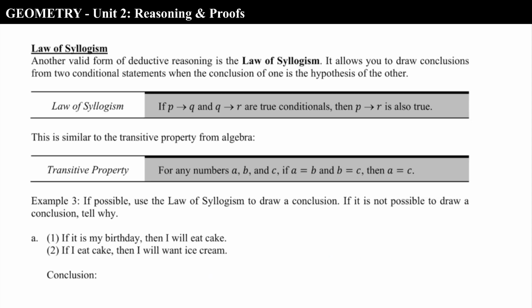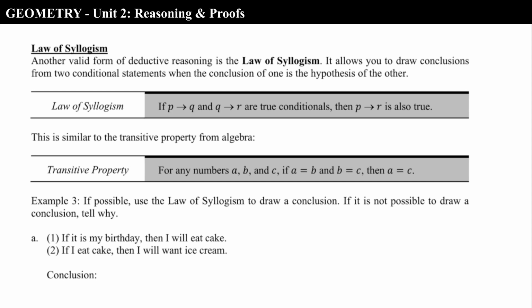Okay, the law of syllogism. Another valid form of deductive reasoning. It allows you to draw conclusions from two conditional statements when the conclusion of one is the hypothesis of the other. So the law of syllogism: if the hypothesis leads you to the conclusion of something and that conclusion leads you to another conclusion, then the hypothesis from the first leads you to that last conclusion.